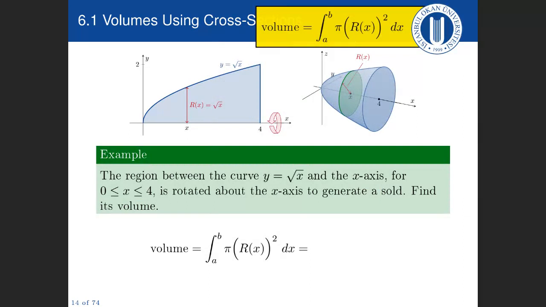First example: the region between the curve y equals the square root of x and the x-axis for x between 0 and 4 is rotated about the x-axis to generate a solid. Find its volume.